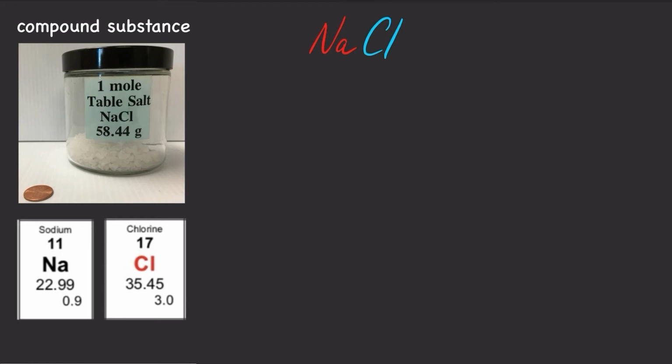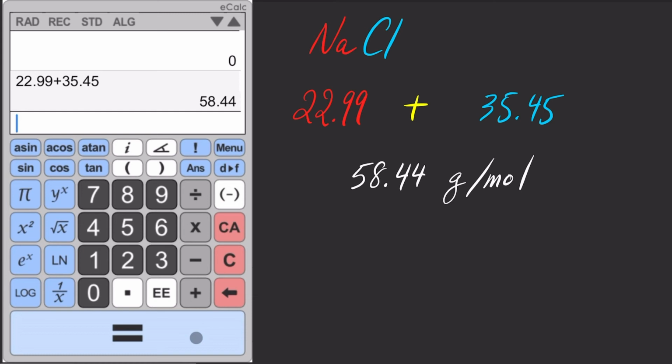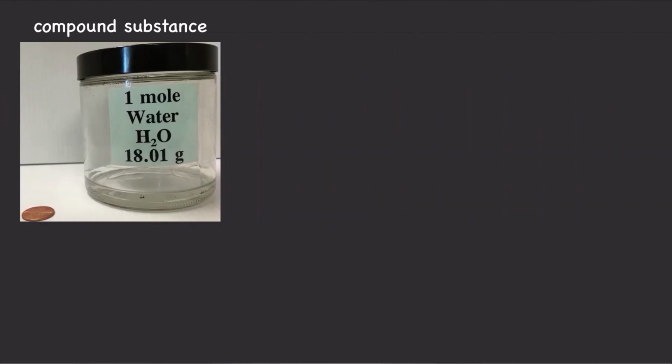Looking up the periodic table, we see that the mass in grams for 1 mole of sodium atoms is 22.99, and the mass in grams for 1 mole of chlorine atoms is 35.45. Since 1 mole of NaCl contains 1 mole of Na and 1 mole of Cl, the molar mass of NaCl will be the sum of the mass for 1 mole of each element making up this compound substance, which is 58.44 grams per mole.